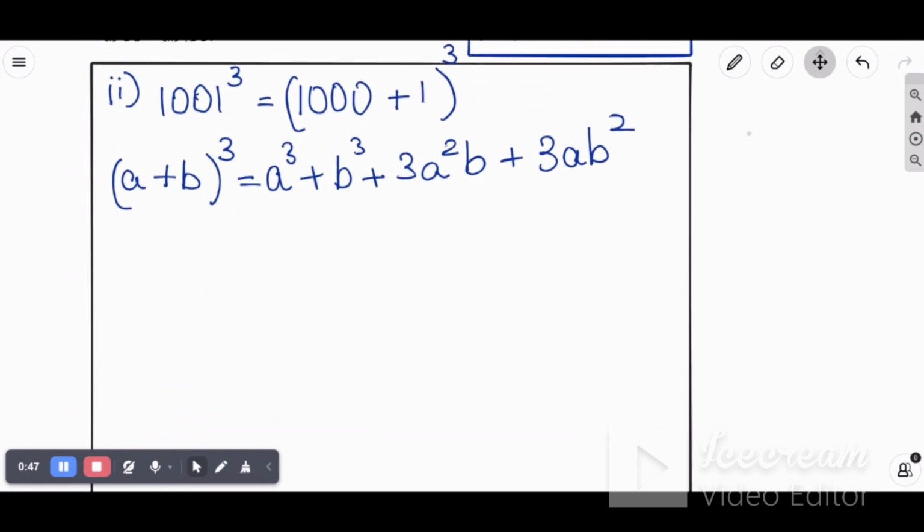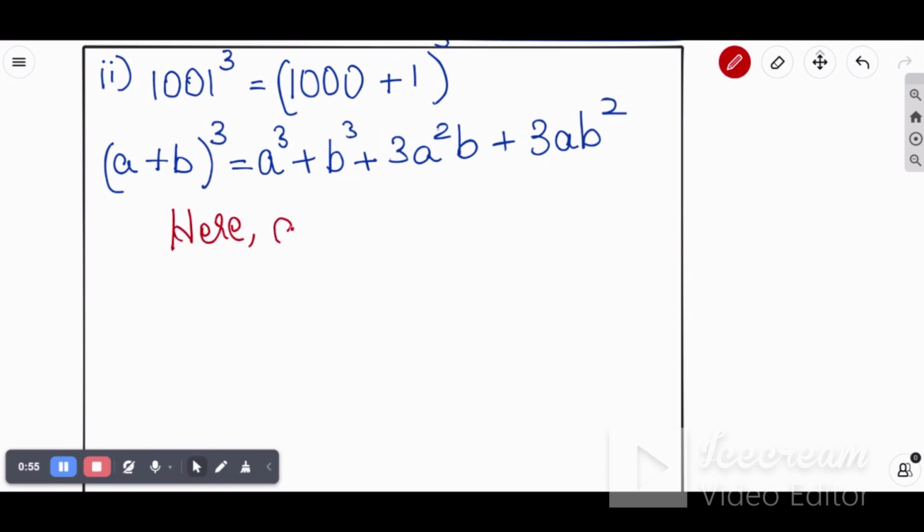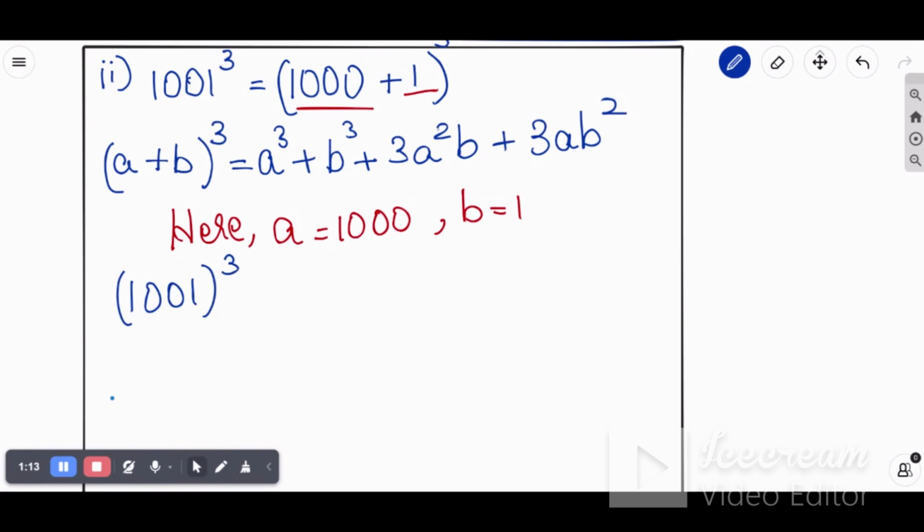Now we have to apply this formula. Before that we have to identify what is your a here. So here our a is equal to what? This is our a. So a is equal to 1000 and comma our b is equal to 1. So put b is equal to 1. Now let us start applying our formula. So that will be 1001 the whole cube is equal to 1000 plus 1 the whole cube.